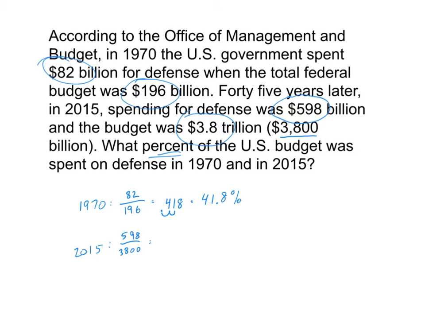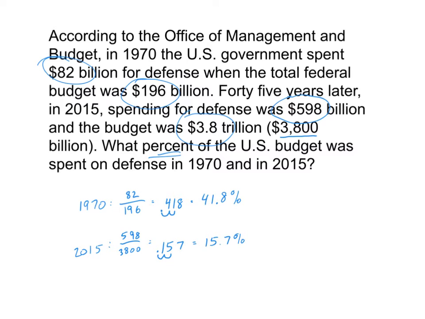598.3800 divided by 3800, and I get 0.15736, etc. So I'm going 3 decimal places, 0.157. Feel free to check either of those in your calculator. And then decimal point once, twice to the right, 15.7%.